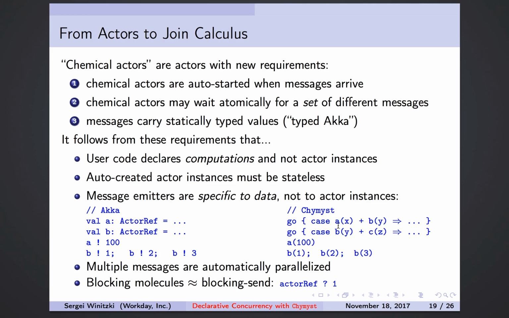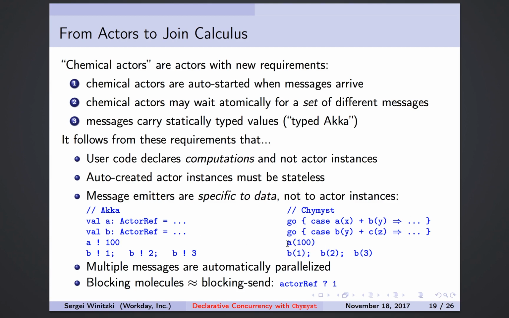Whereas in the chemical machine, these computations go here, but the computations are not references to actors or to specific processes that run them. These are just declarative definitions of what computations are available to be run. So when you say go, nothing is created or run. You just specify what computations need to be done in the future. And then you emit the data items on the molecules, which is quite similar to sending messages here to actors.